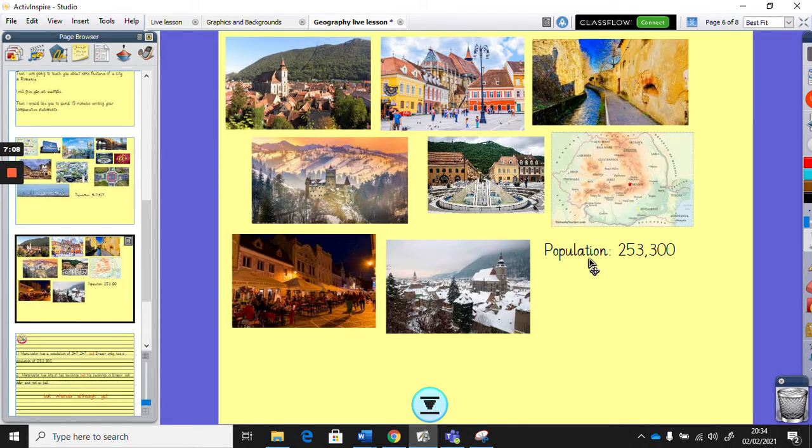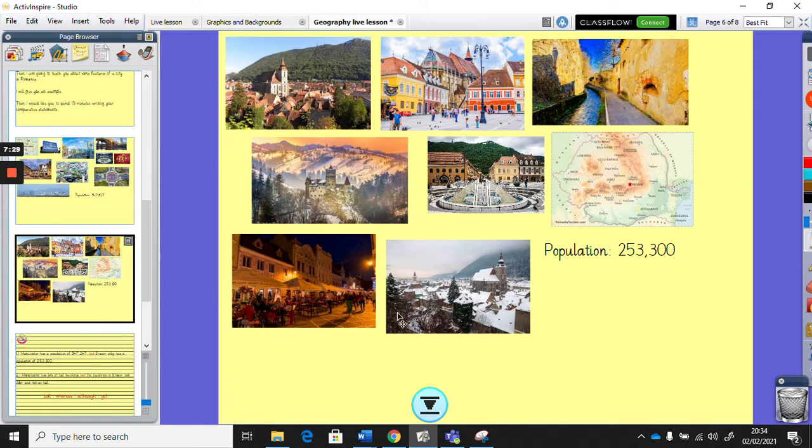The population is 253,300. Now, that is still quite a lot of people, but it is far fewer people than in Manchester. If we look, 547,000 and 253,000. So, kind of, nearly double, really.